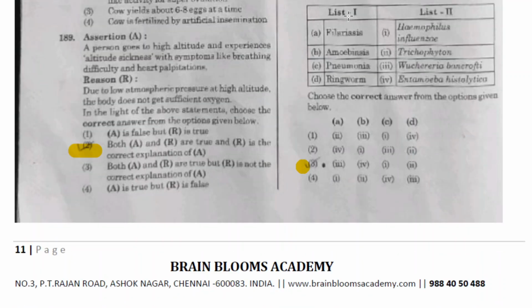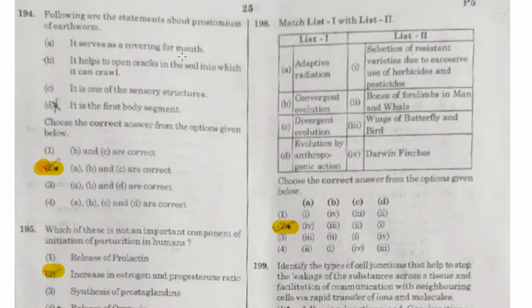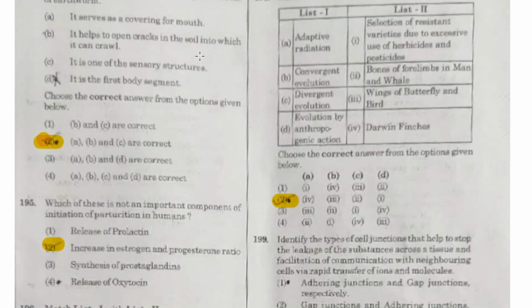And again this is the list. Filariasis, microfilaria, Wuchereria bancrofti; amoebiasis, Entamoeba histolytica; pneumonia, Haemophilus influenzae; ringworm, Trichophyton. And following are the statements about prostomium of earthworm. Prostomium, a protruded structure from the first segment of an earthworm. It serves as covering for the mouth. This is correct. And it helps to open cracks in the soil into which it can crawl, is correct.